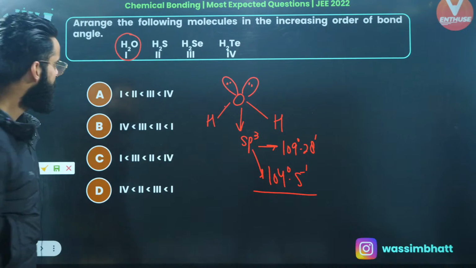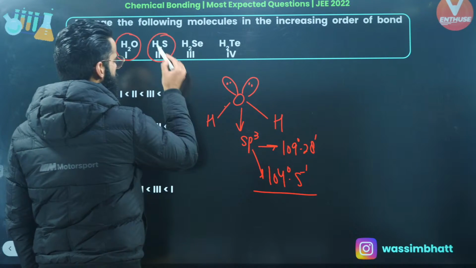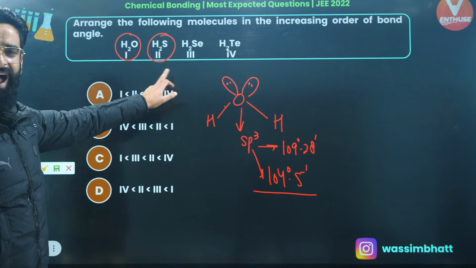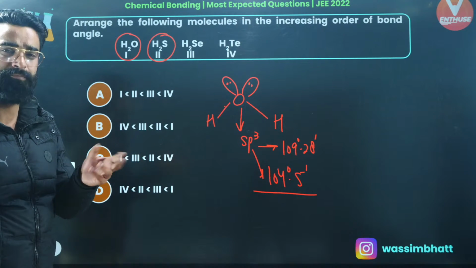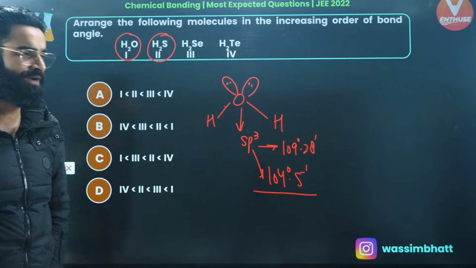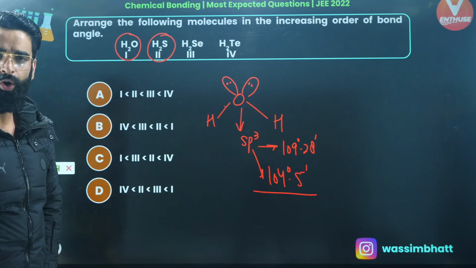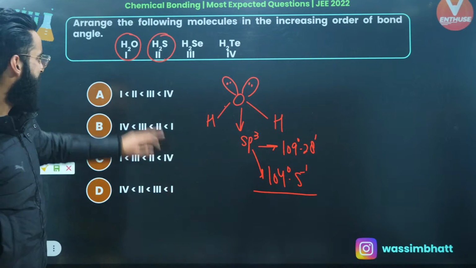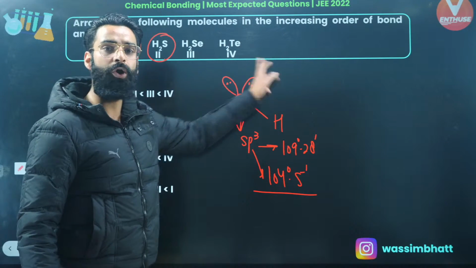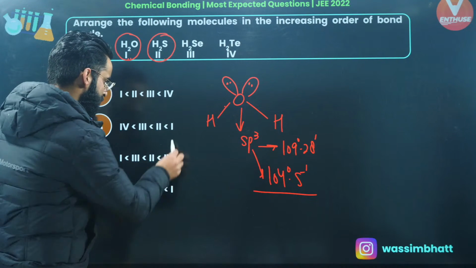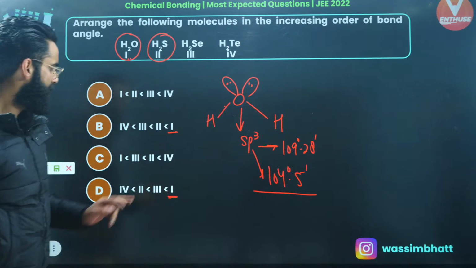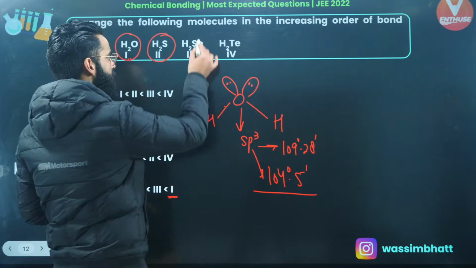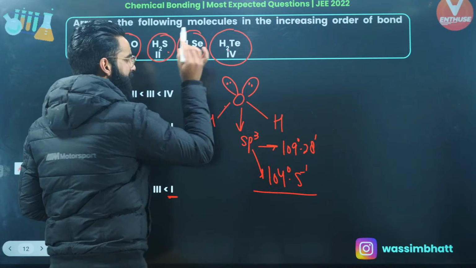104 degree 5 minutes. If you look at all the other molecules, H2S is a Drago molecule. All the Drago molecules have a bond angle of approximately less than or equal to 90 degree, right, people? So H2O will absolutely have the maximum bond angle among all. So it can be option 2 or option 4. Now, among H2S, H2Se and H2Te, where do you see the bond angle maximum among these 3 Drago molecules?